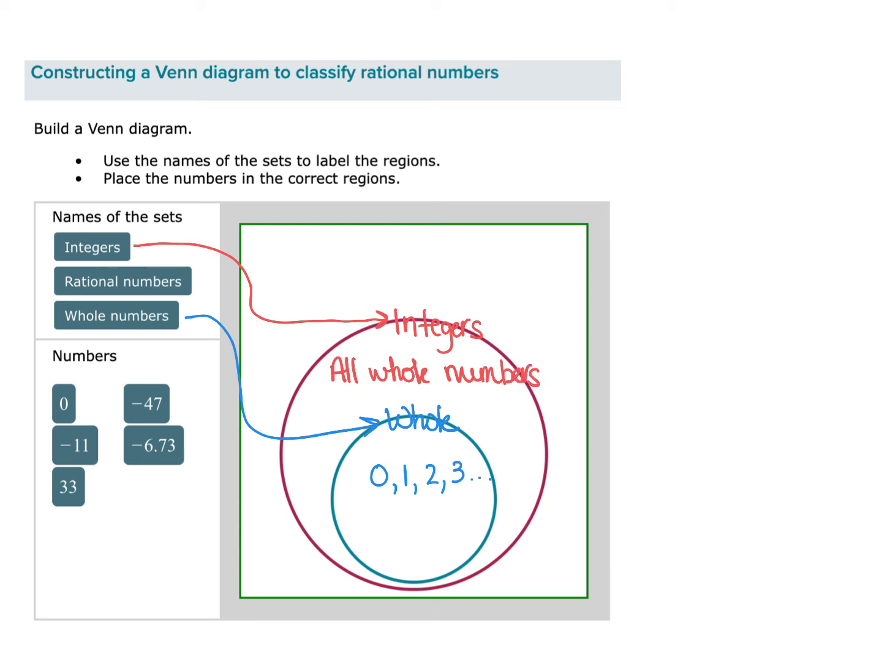plus the negatives. So all whole numbers plus the negatives: 0, 1, 2, 3, and now we have, coming from the negative side, any whole number that is also negative. So -3, -2, -1, etc.